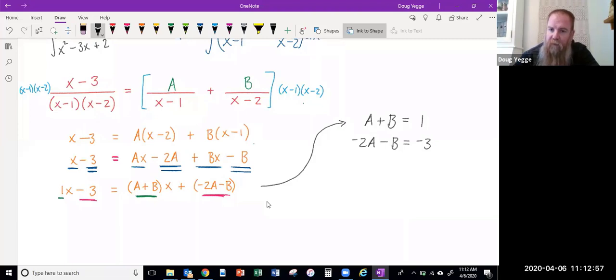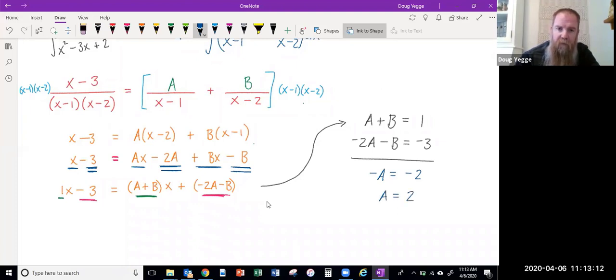Well, now we just do a little algebra. If I add together our b's, I end up getting that negative a is equal to negative 2, which implies that a equals 2. Okay, that's nice. If a is equal to 2, I could plug that in and find out what b is. So let's do that. That means 2 plus b is equal to 1, so subtract 2, and we get that b is equal to negative 1.